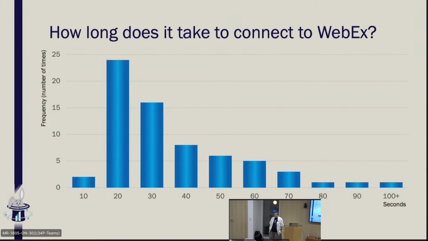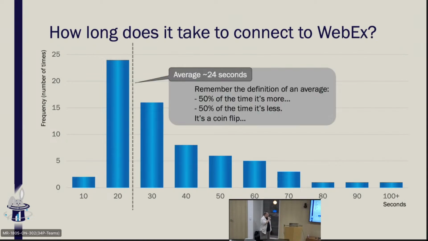This is not Jeff making stuff up. This is me actually tracking how long it was going to take. Our average time for me to get onto a WebEx call was 24 seconds. If I take all the amount of time I spent divided by the 66, it was 24 seconds. So if I had an important meeting, would I allow 24 seconds to get on that meeting knowing there's a 50-50 chance? And yet when we look at averages, this is what we do.